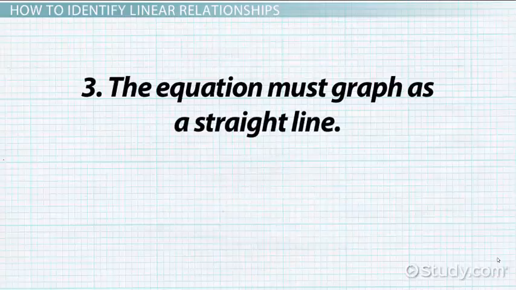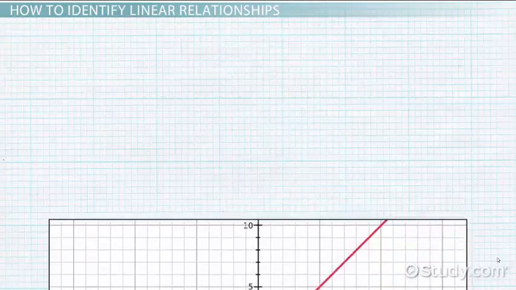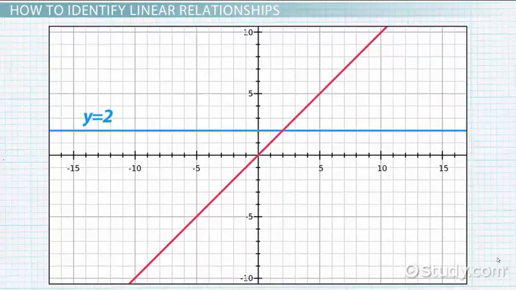3. The equation must graph as a straight line. Linear relationships such as y equals 2 and y equals x all graph out as straight lines. When graphing y equals 2, you get a line going horizontally at the 2 mark on the y-axis. When graphing y equals x, you get a diagonal line crossing the origin.